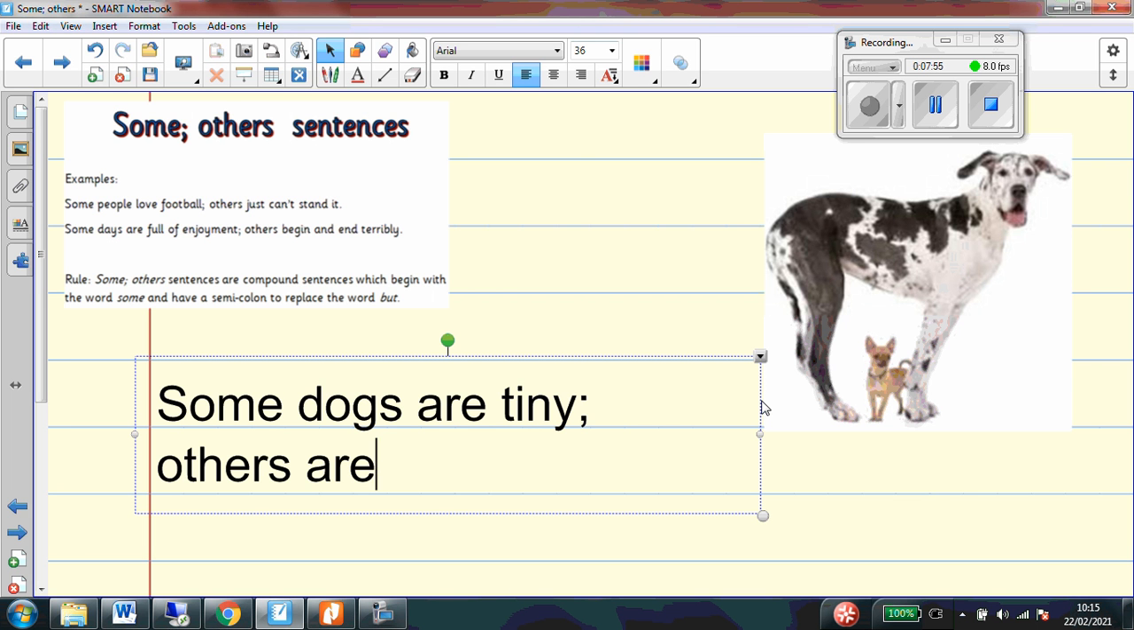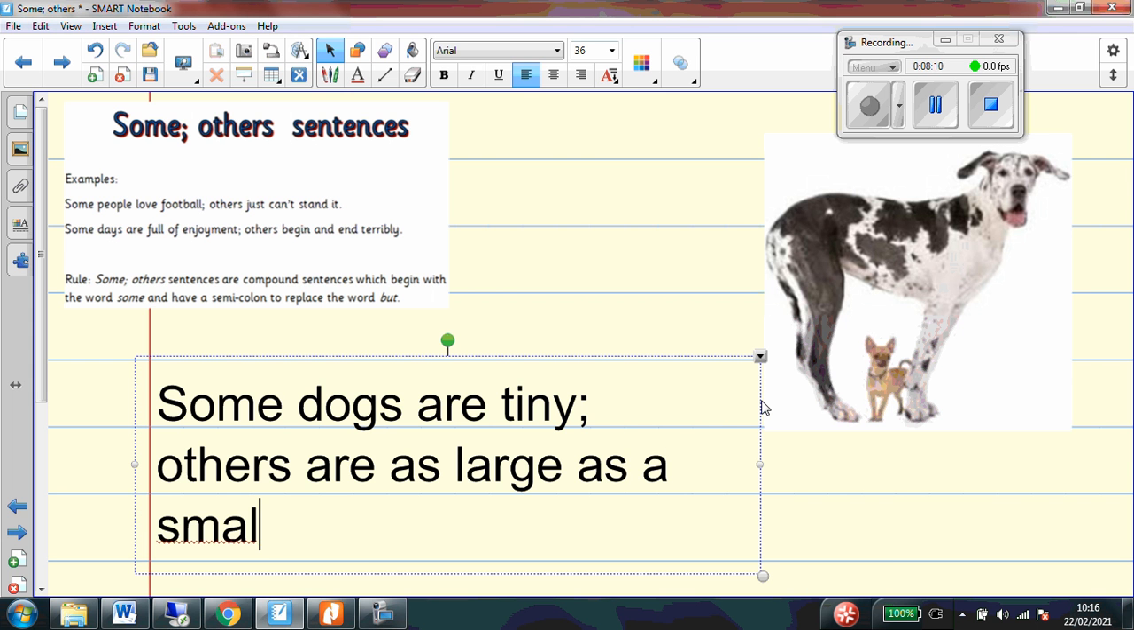Some dogs are tiny; others are as large as, what would we say that they are as large as? Others are as large as a small pony, maybe. So some dogs are tiny; others are as large as a small pony.